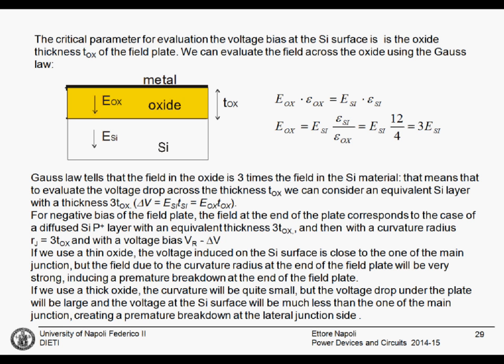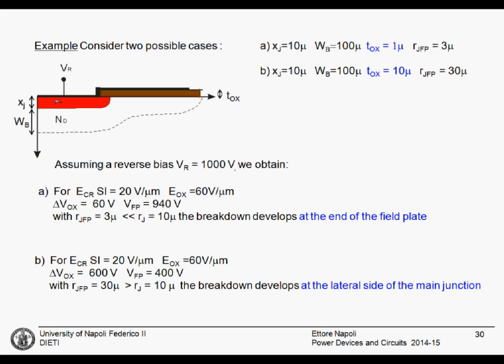Exactly like the field ring, also in this case the field plate will not work always in one direction, but there will be an optimum thickness of the oxide that will maximize the improvement in the breakdown voltage. We can examine these 2 possible extreme cases.